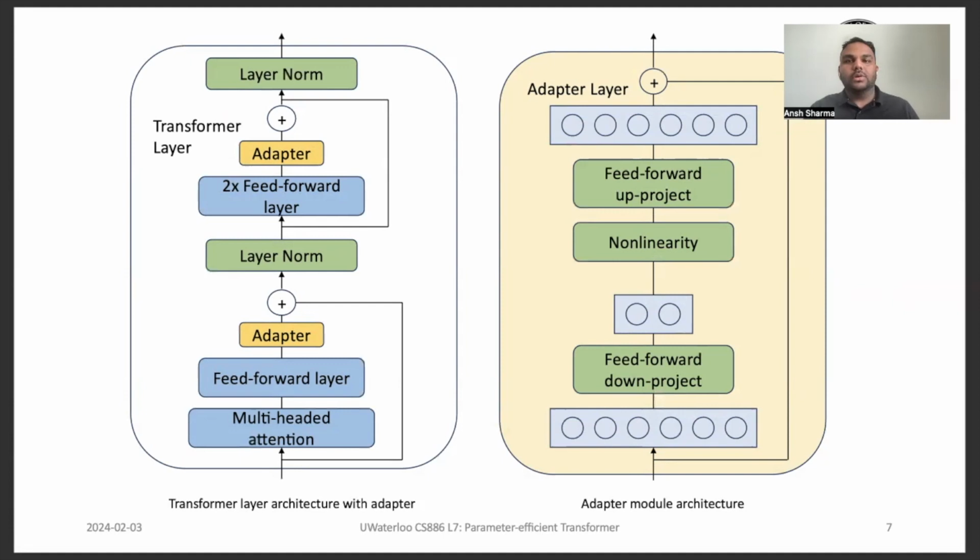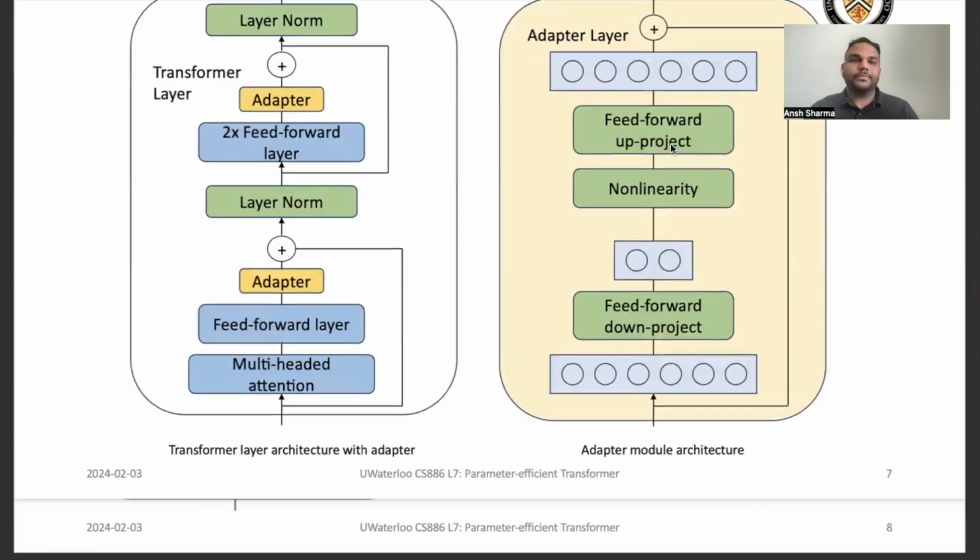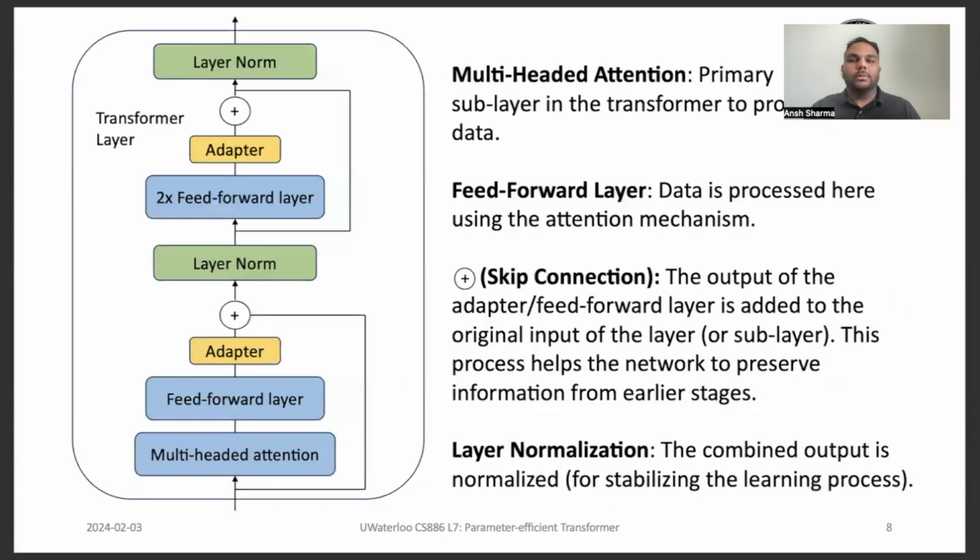Let us take a deeper look into each of them. In the transformer layer, the primary sublayer is the multi-headed attention layer, which processes the input data for the model. Then comes the feed-forward layer, where the data is processed using the attention mechanism. We will discuss the adapter layer in a bit. Then we see a plus sign, which is the skip connection.